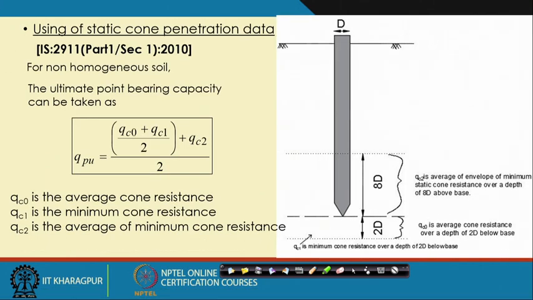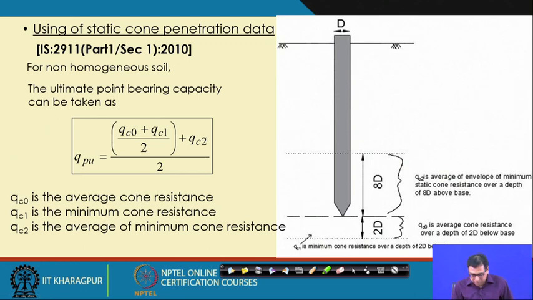Our IS code also recommends how to calculate the tip resistance and frictional resistance based on the SCPT data. So, this is the IS code equation: QPU is the average of QC0 plus QC1 plus QC2, divided by 2. We have to use this expression. Now, let me explain one by one the meaning of all these three cone resistances.